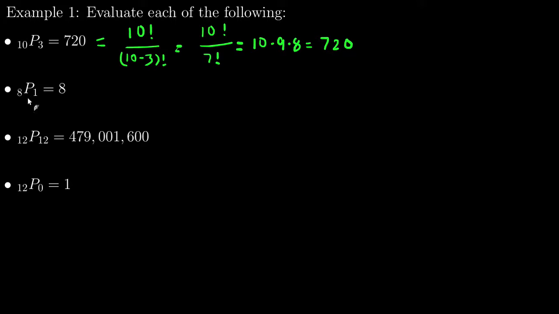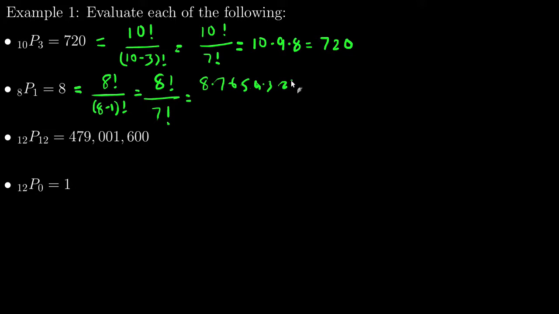8p1, this is just permuting one element out of 8 total, so it's the same as just picking one of the 8. There's only 8 things I could possibly pick out. So using the formula, that's going to be 8 factorial over 8 minus 1 factorial, and I'll show it a little bit more clearly than I showed this one. That's 8 factorial over 7 factorial. Now either you've seen they already cancel, or you can list it out and see they cancel. That's 8 times 7 times 6 times 5 times 4 times 3 times 2 times 1 over 7 times 6 times 5.